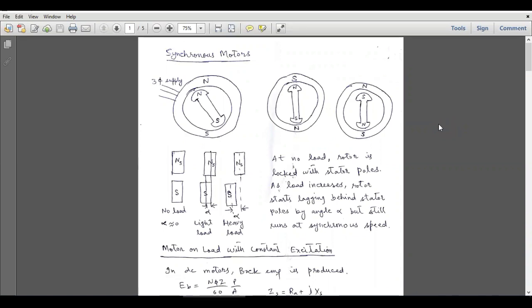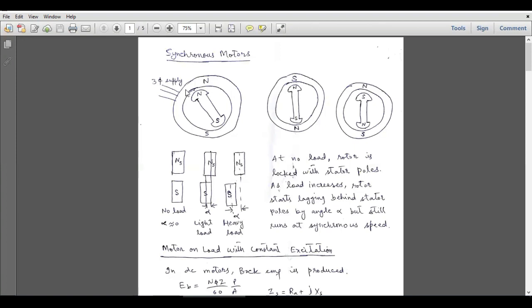In this lecture, I am going to start the section on synchronous motors. Synchronous motors are the second type of very important AC motors, which also run on polyphase supply. So if a two-phase or a three-phase supply is given to the stator, the synchronous motors operate.